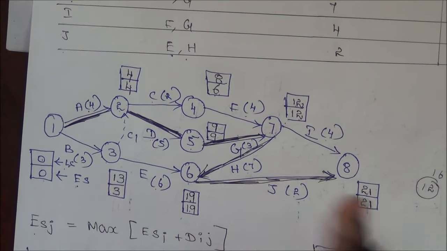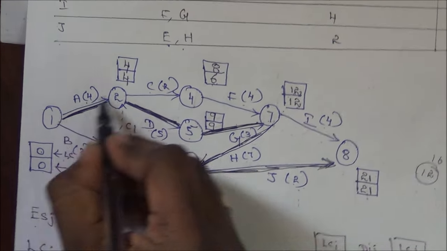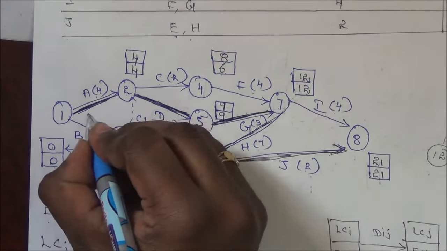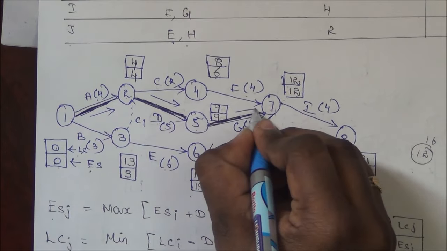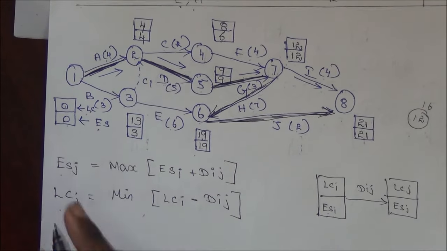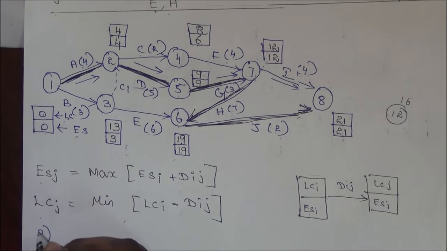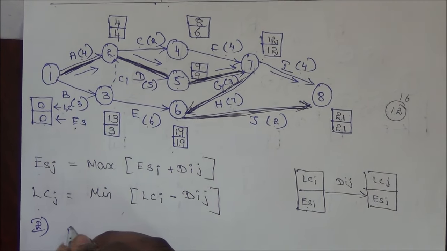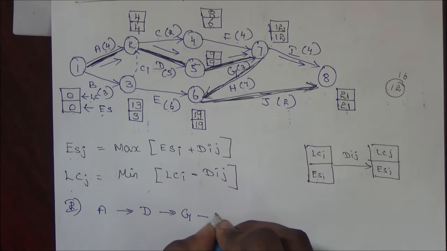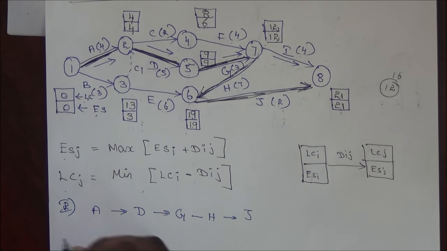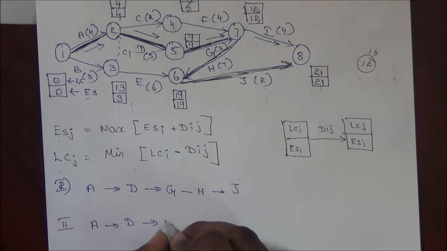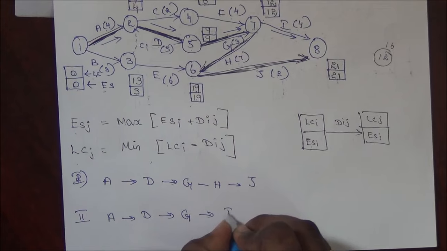In this network diagram, we have two critical paths. One is this path, and the second one is the black one, but we have to write the two critical paths. The first one is A to D, D to G, G to H, H to J. The second critical path is A to D, D to G, and G to I.